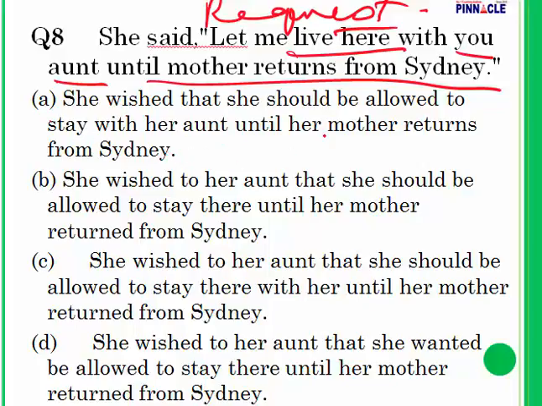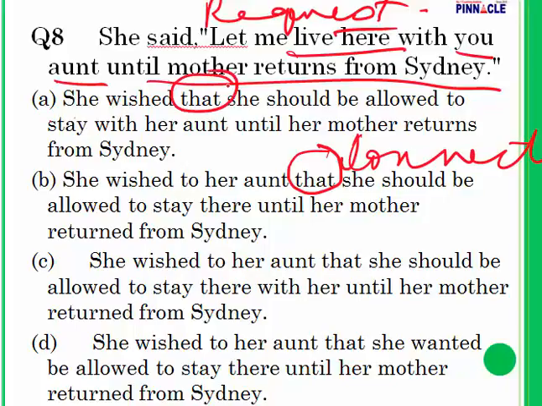In the very first one, we have used "that". She wished to her aunt that. No, this is incorrect. Incorrect connecting word. She wished that. That has been used incorrectly here. So incorrect connecting word, A gets eliminated.